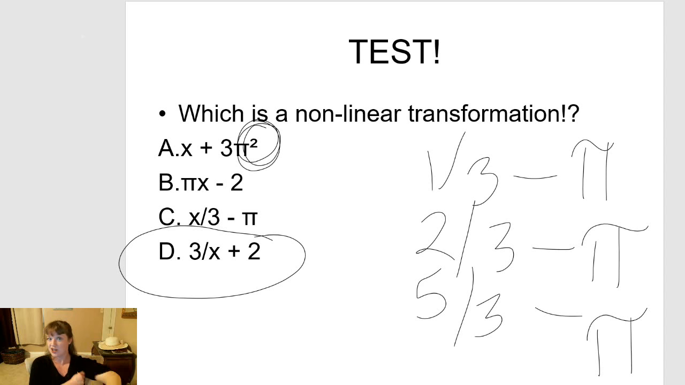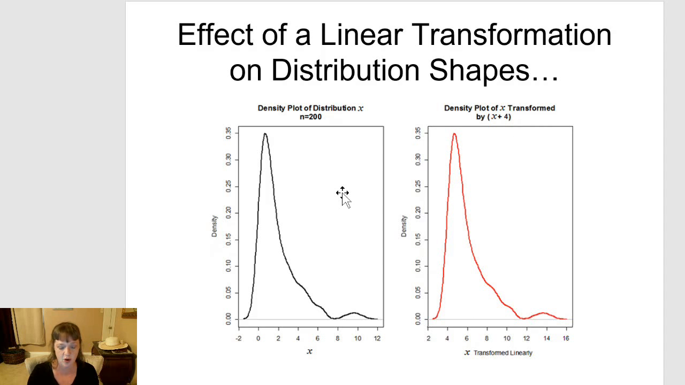So I imagine you may have to decide in your near future. I'm going to give you a list of equations like this and ask you, if you did this to all of your x's, all of your scores, would it be linear or nonlinear? And you're going to have to pick out the nonlinear and linear transformations. So let's actually look at some distributions.